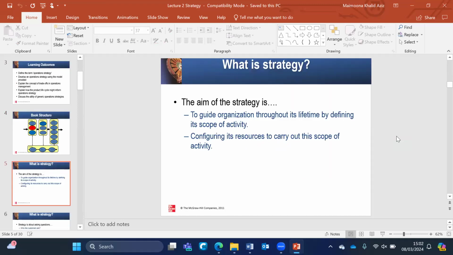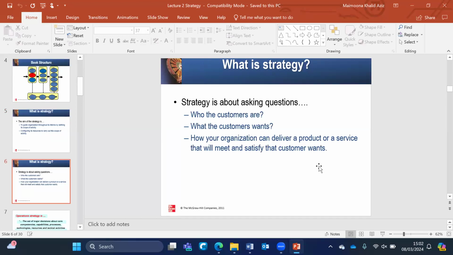So what is the aim of strategy? The whole purpose why strategy exists is to guide the organization throughout its lifetime by defining the scope of activity and configuring its resources to carry out the scope of the activity. That means it guides the organization as to what it's formed to do and how it can divide and allocate its resources to achieve its goal. There are several questions that you can ask in order to form your strategy. That is, who are your customers? What do they want? How can you deliver to them what they want?